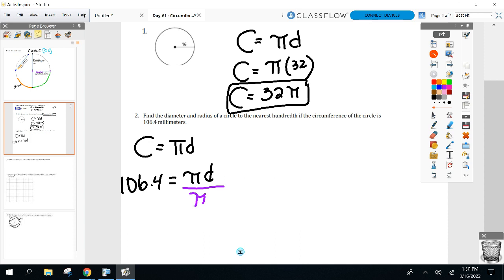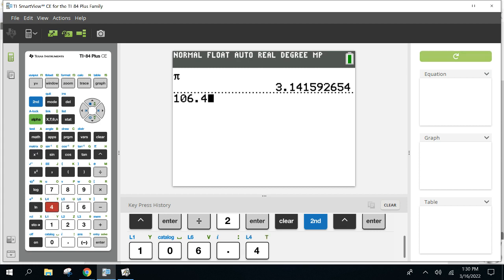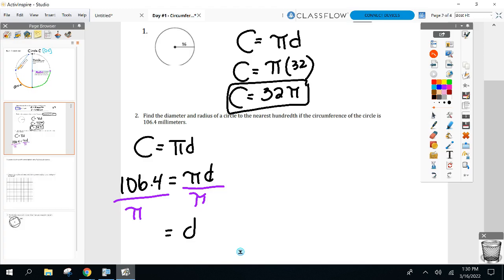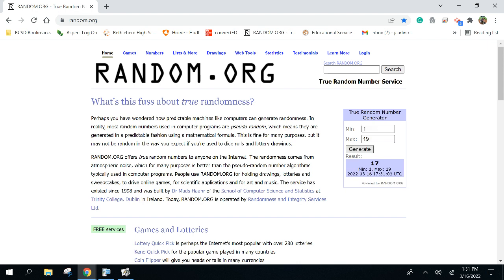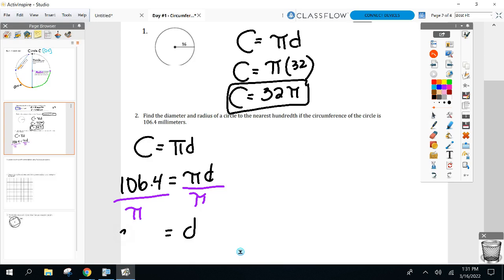Now I can use the pi button on the calculator. I'll do it with you. Diameter equals, let's go to the calculator, 106.4 divided by pi. And I'm looking for what here? Nearest hundredth. Let's not argue over rounding directions again. So what am I looking at here? Nearest hundredth. What are you saying? 33.87. Yep. Good work.